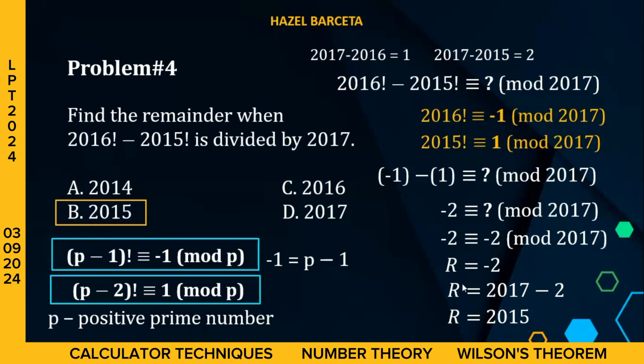So, ibig sabihin po pala, yung mga remainder po natin dito ay meron po silang equivalent. Yes po. Dito, since negative, ang positive equivalent niya po ay 2015 by adding our modulo or P, which is 2017. Ayan po. Pareho lang naman po yun ng P minus 2. Negative 2 plus 2017 or 2017 minus 2 is just the same. Where remainder is 2015, letter B. So, this is for problem number 4.